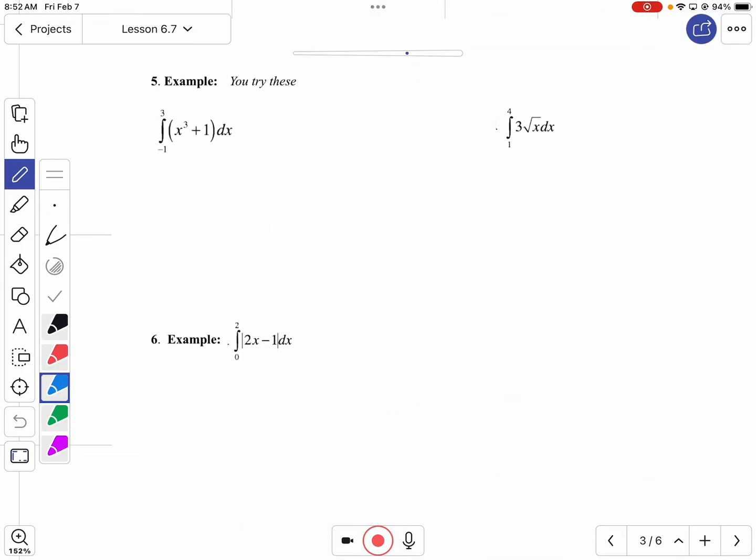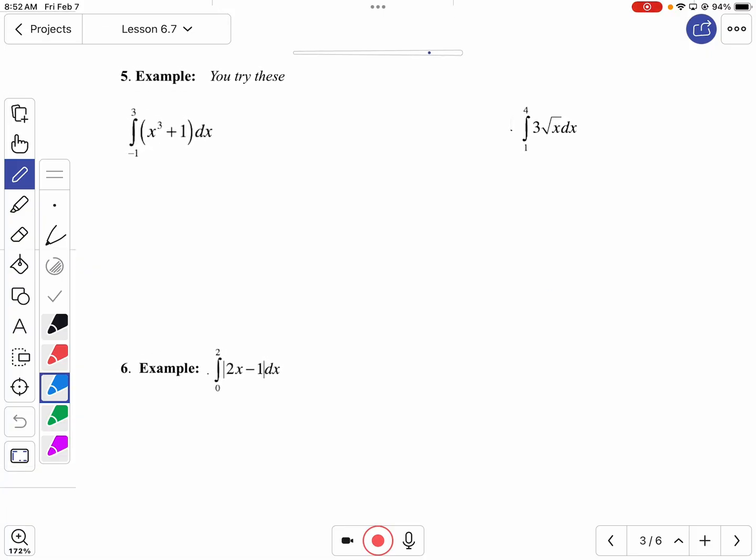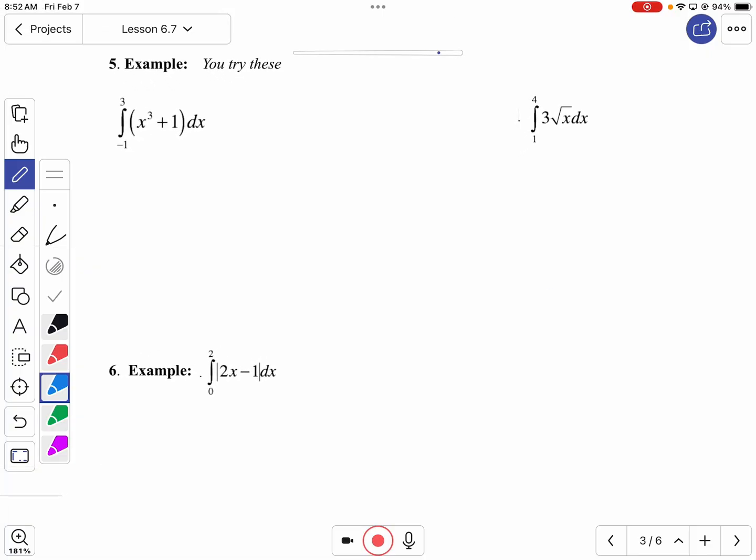All right, at the top of the next page. These are almost always non-calculator. So if you get fractions, don't panic. You're just going to have to figure it out.